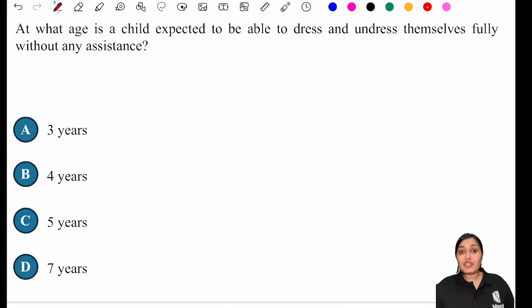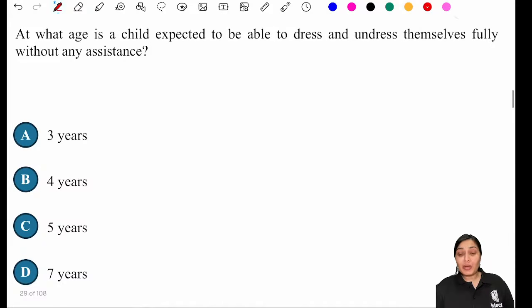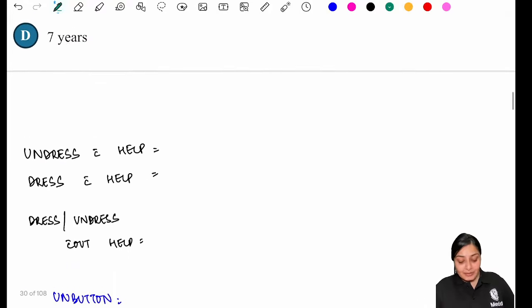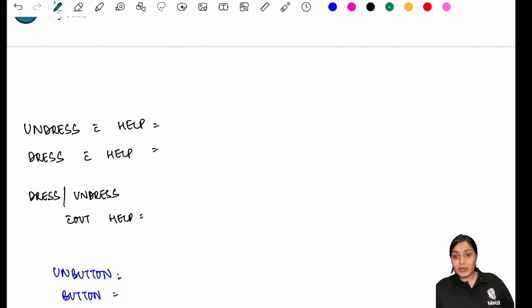At what age a child is expected to be able to dress and undress themselves fully without any assistance? 3 years, 4 years, 5 years, 7 years. What do you think would be the correct answer over here? So what is easier? What is easier, dressing or undressing? Undressing is definitely easier. We all like to undress. So undressing is easier. Undressing comes first, then dressing comes.